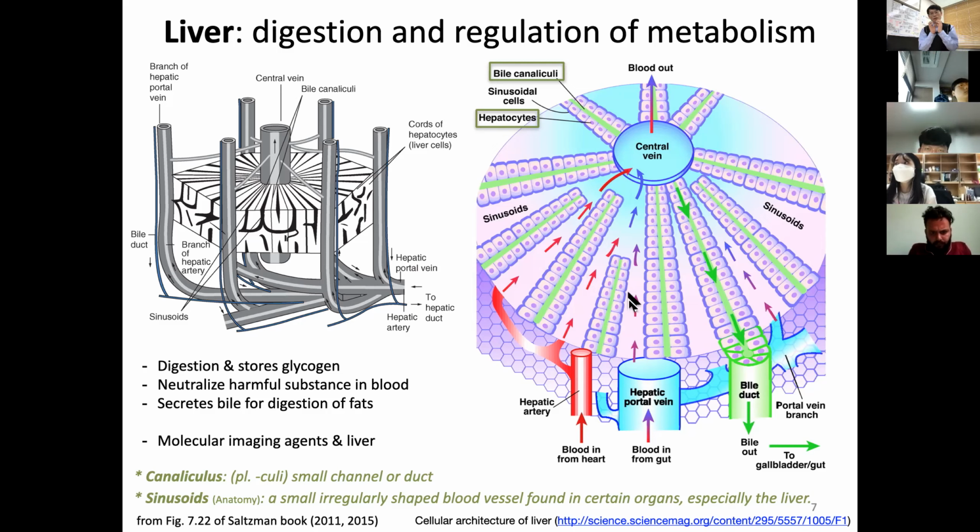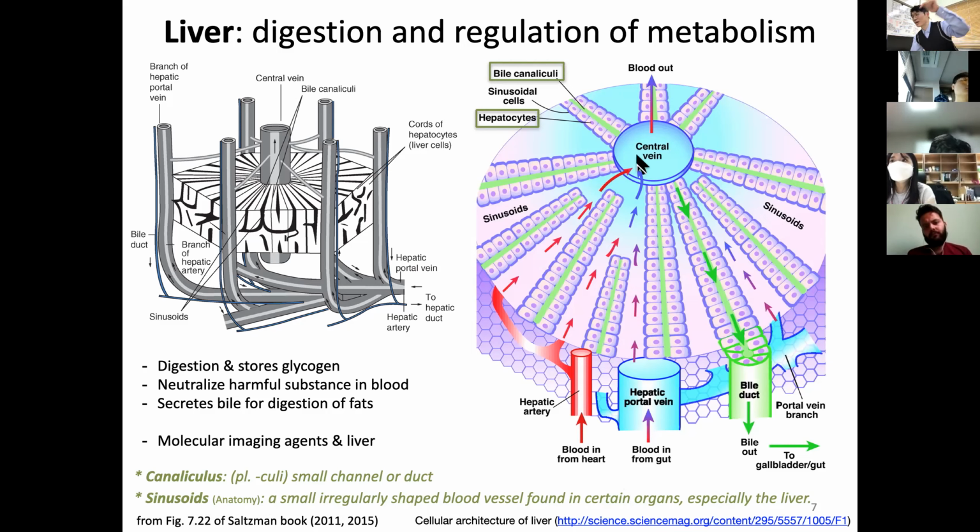What it means is that the liver hepatocytes and their endothelial cells don't make direct contact. It's fenestrated, or a little bit more sparse, so that the bloods mix well with the liver cells. That's what we call the sinusoid structure, a small irregularly shaped vessel in an organ, especially in the liver. So this is very interesting. They actually mix together inside the liver.